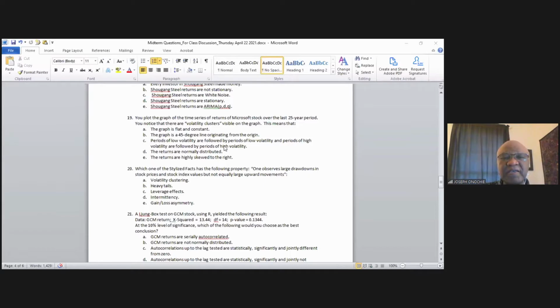Sometimes it's a trick question. We say, is it low followed by high and high followed by low? No. Volatility clustering is low volatility periods clustered together and high volatility periods clustered together. They occur together. So that's C, okay?